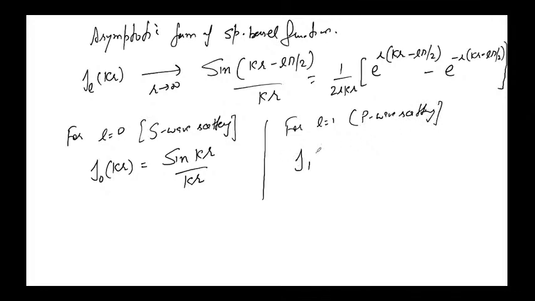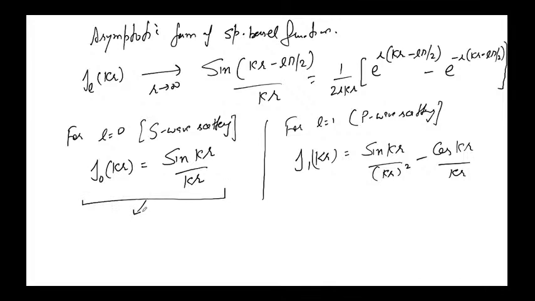So j1(kr), this Bessel function, becomes sin(kr)/(kr)^2 minus cos(kr)/kr. Similarly for higher order harmonics you can write down these values, but that is not of our interest, because we need the value for the S wave scattering.